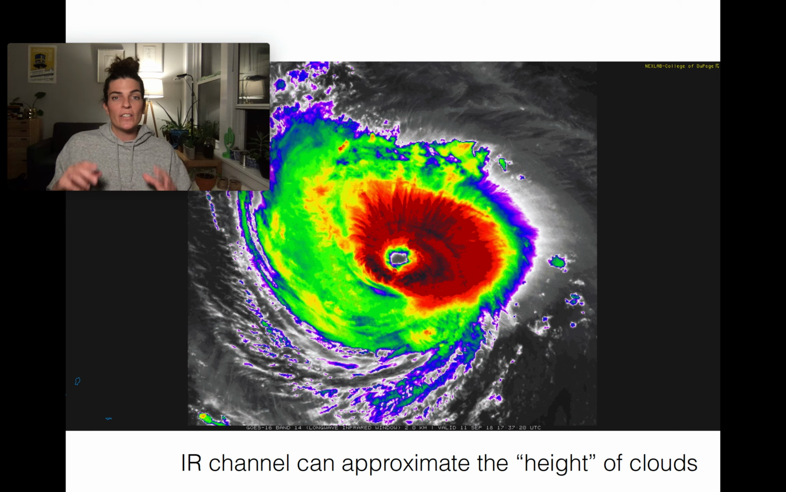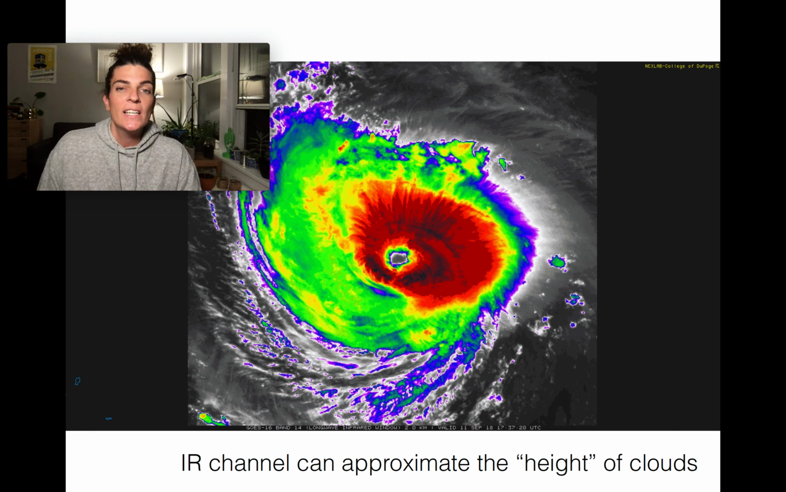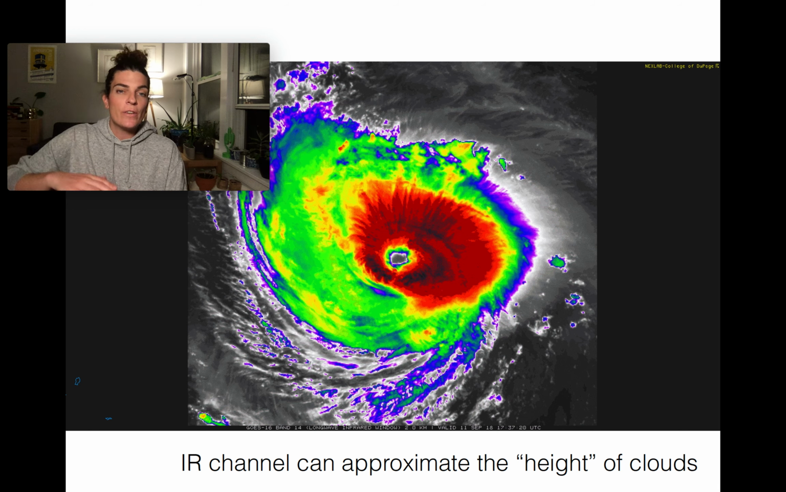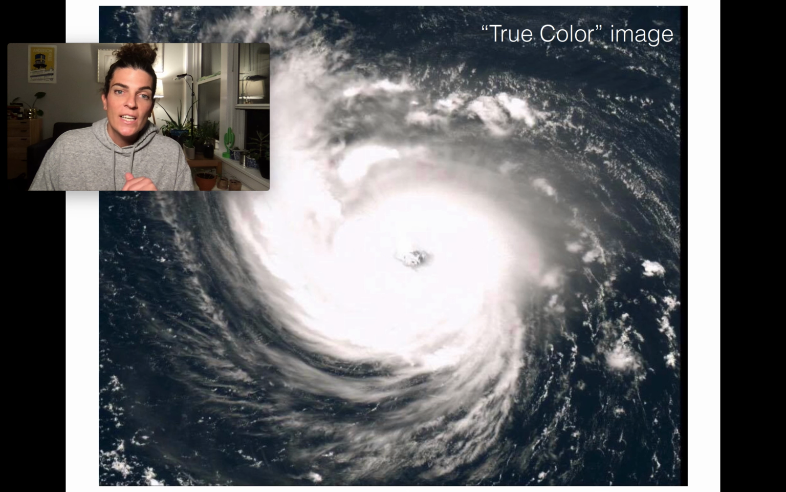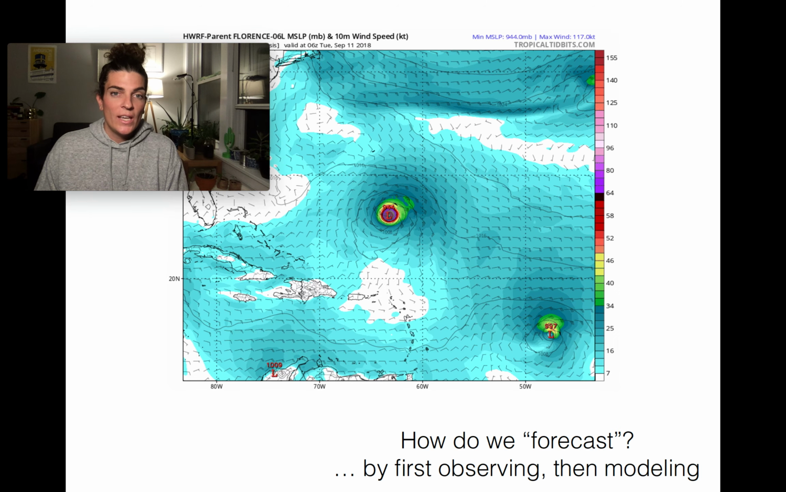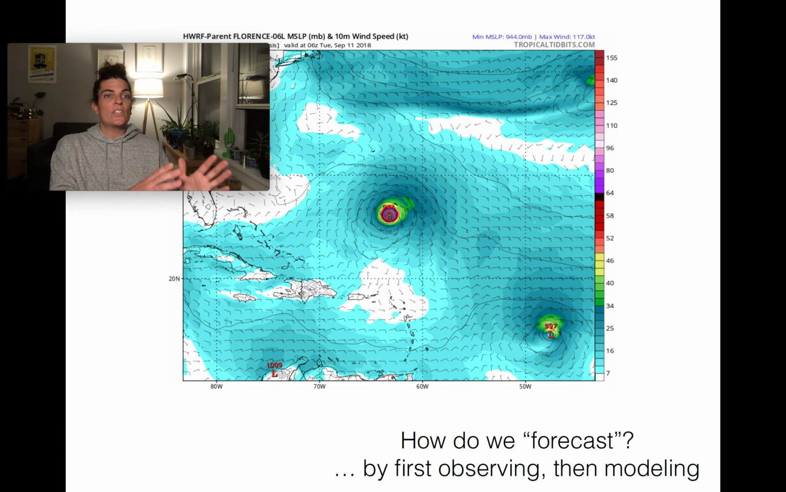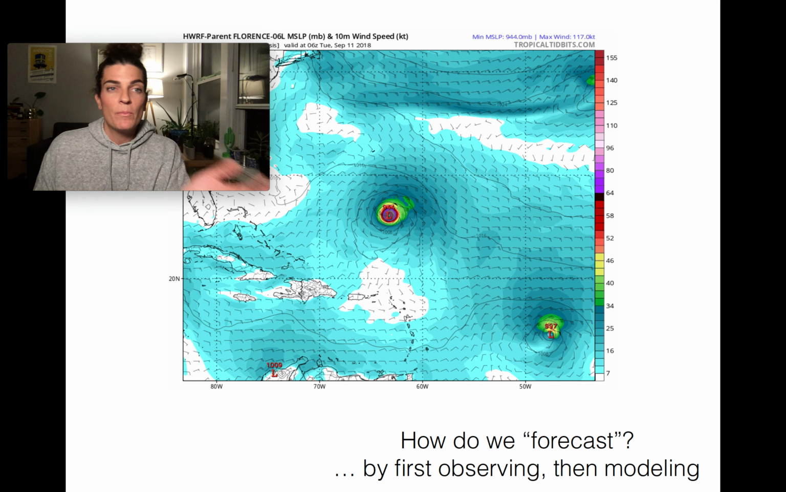This infrared channel in particular, if we decompose the different values and put a color bar on it, can tell us a lot about the approximate height of the clouds in this hurricane. The reds are obviously showing higher clouds, so we can see from this image that this is a very strong hurricane. This is information that we couldn't get by just looking at the image with our eyeballs. We need the observing power of a satellite, which can see different radiation, to tell us how strong this hurricane is. And that's so important because we then use those observations from those satellites to forecast where this hurricane is going to go. So we have to observe first before we can model.